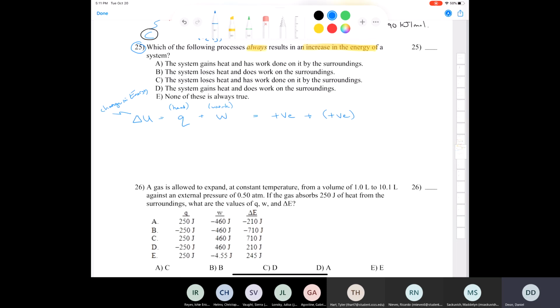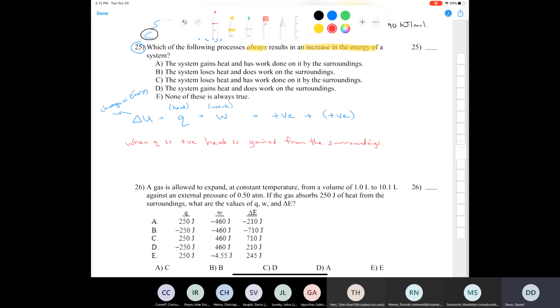Well, I'm going to write down a couple things here. And we covered these in great detail in class. But when Q is positive, and this is just a little shorthand I use for positive, heat is gained from the surroundings, and of course it flows into the system. So that means we have a positive Q.